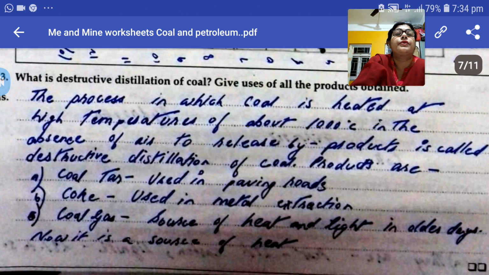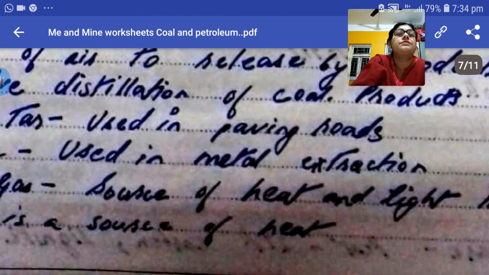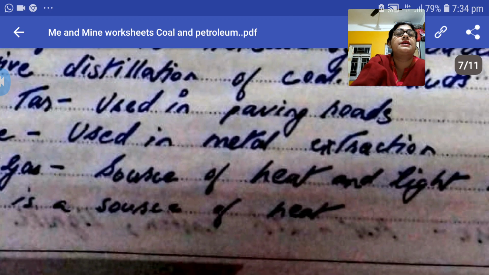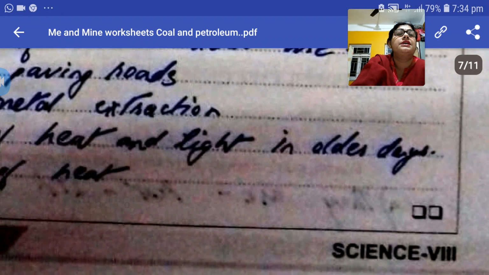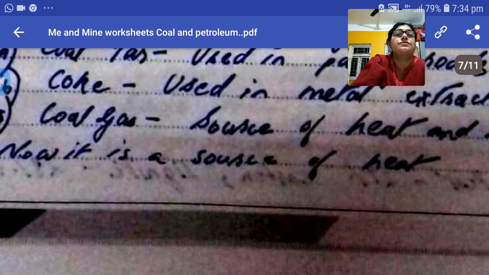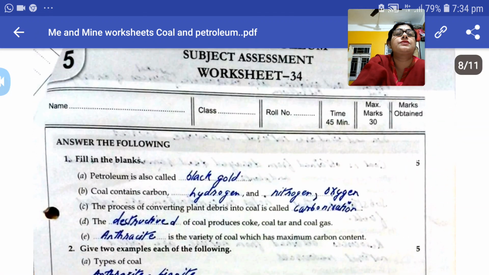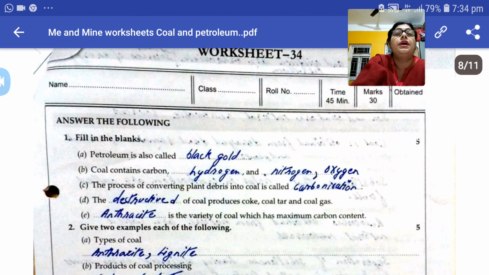Okay, so the products obtained are coal tar, which is used in paving the roads, then coke used in metal extraction, and coal gas, that was the source of heat and light in the older days, and now it is a source of heat. Okay, so here you see the next one, that is worksheet 34.